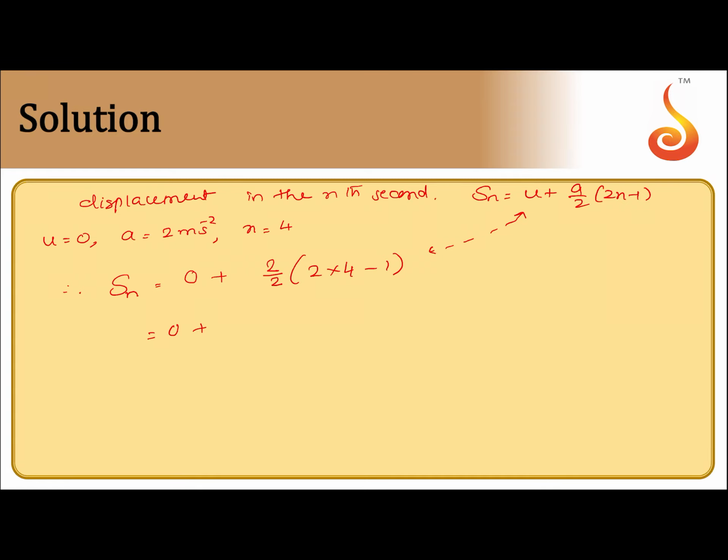0 plus this is 2 by 2, 1, into this is 8 minus 1, and this simplifies further to 0 plus 7, or 7 meter. Thus the distance travelled in the fourth second of the journey is 7 meter.